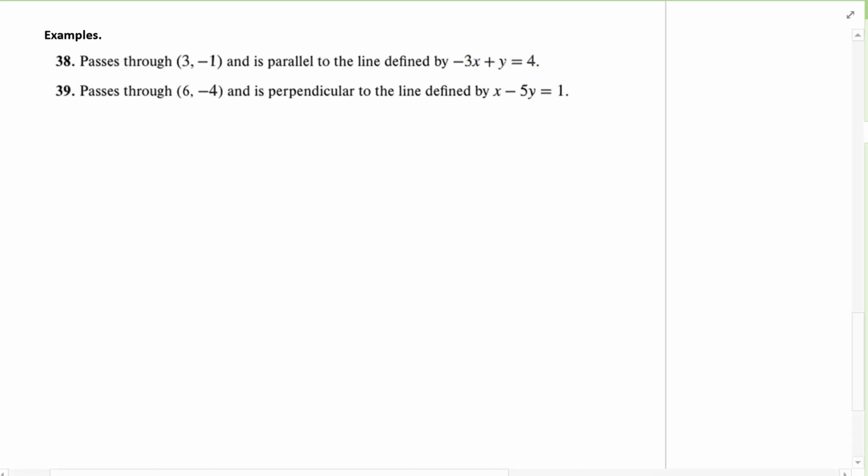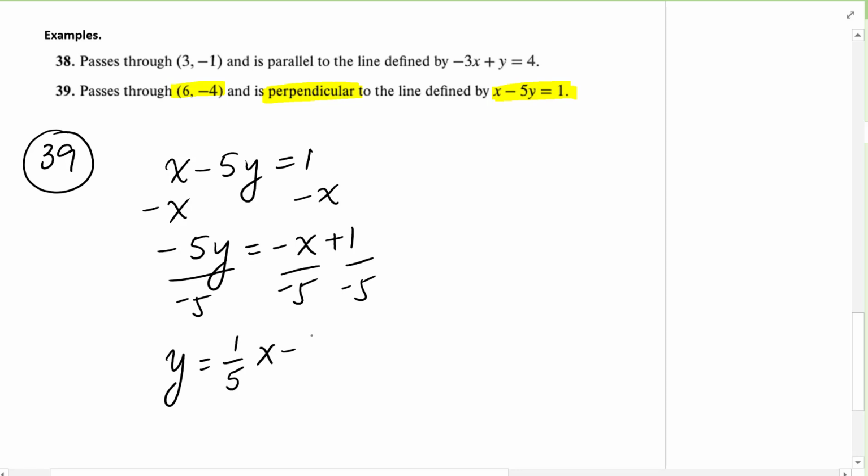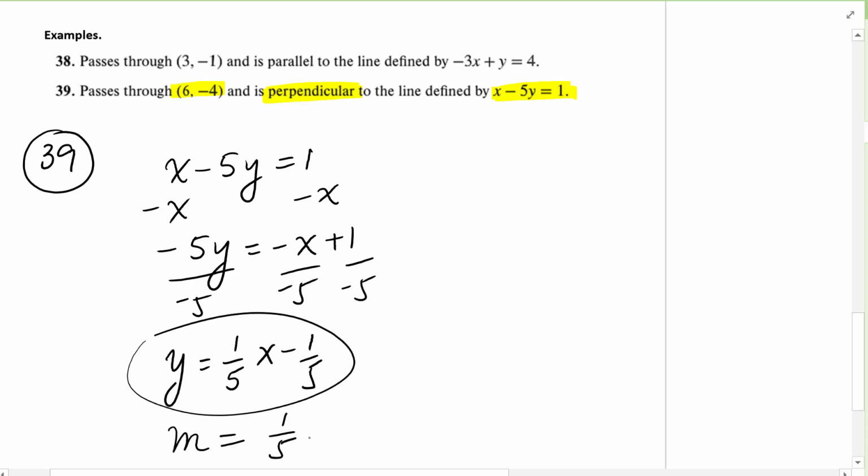And let's take a look at 39. We want to find the equation of the line that passes through 6, -4, and is perpendicular to the line defined by x minus 5y equals 1. So I'm going to start with x minus 5y equals 1. I subtract x from both sides and I get -5y equals -x plus 1. Divide each term by -5 and I get y equals 1/5 x minus 1/5. So this equation has the slope 1/5.